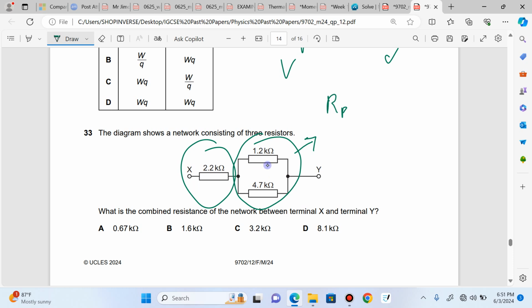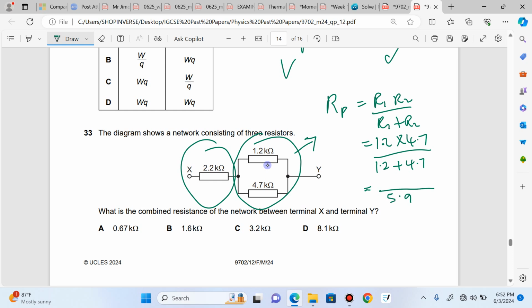The total resistance of the parallel arrangement will be R1 R2 over the sum, R1 plus R2. R1 is 1.2 multiplied by R2 is 4.7. Then we divide by the sum, R1 plus R2. That will be 1.2 plus 4.7, which gives you 5.9. 1.2 times 4.7, I'll use my calculator for that. I got 5.64 as the product. If I divide these two, I'll get 0.95, or 0.96.